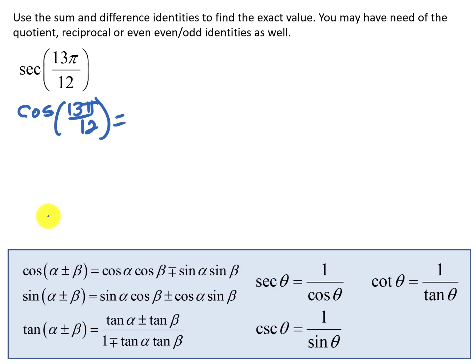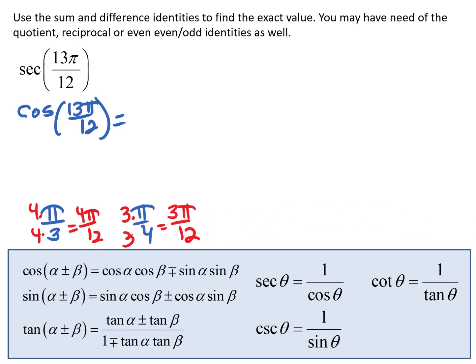Well, thinking of unit circle values, since we need this exactly, we need to combine them to get some kind of pi twelfths. So I'm going to take pi thirds and pi fourths and convert those to twelfths. Pi thirds in twelfths is 4 pi twelfths, and pi fourths in twelfths is 3 pi twelfths.